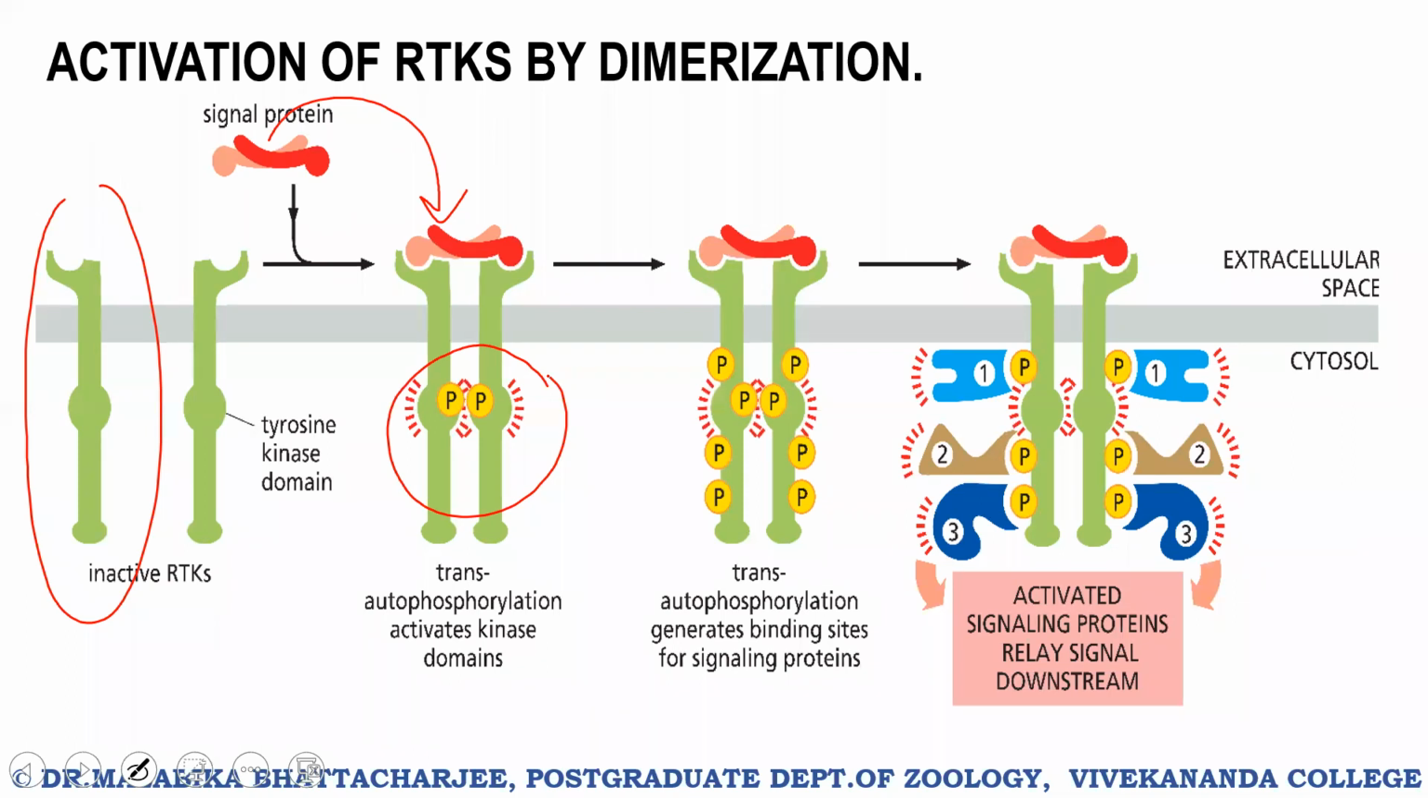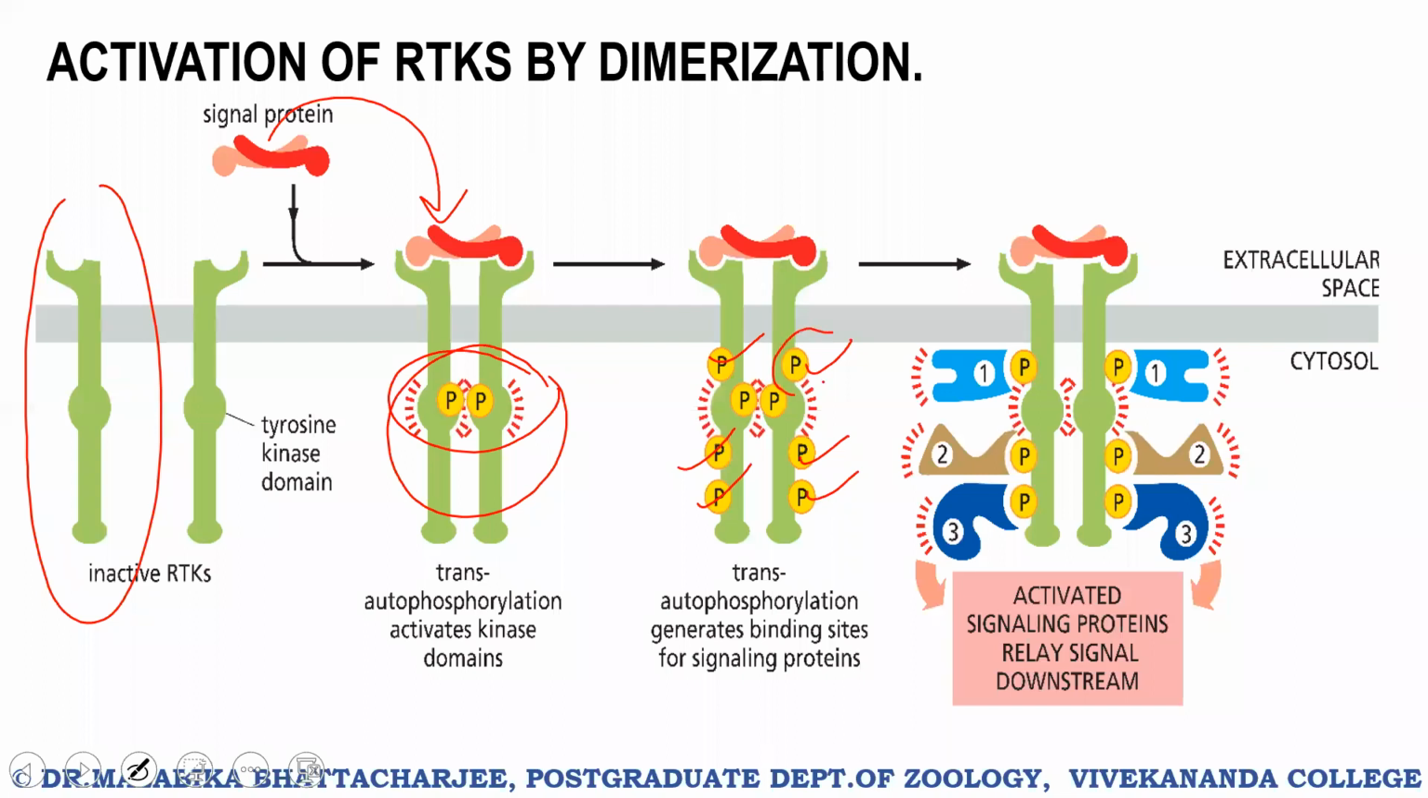Thus, we are having an activated receptor. Once this trans-autophosphorylation has occurred, as you can see, certain more tyrosine residues are being phosphorylated. See, the first one is the trans-autophosphorylation. So this trans-autophosphorylation is promoting the initial activation of the receptor. This activation is followed by phosphorylation of tyrosines in other parts of the receptor.